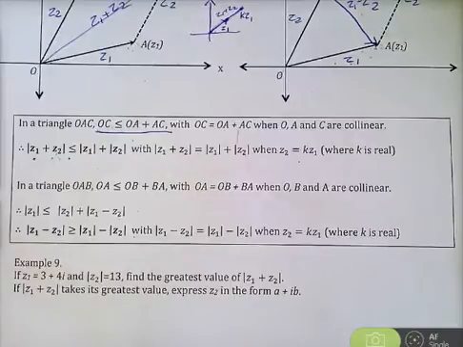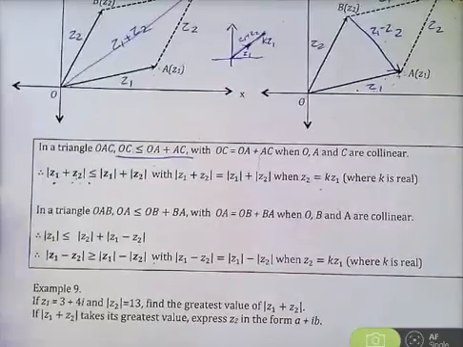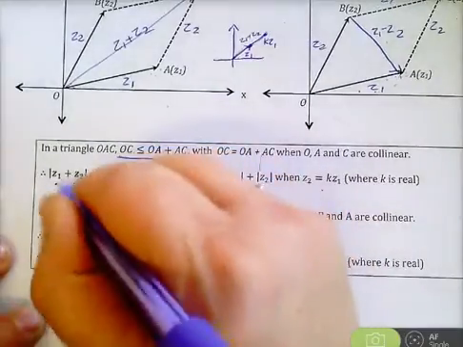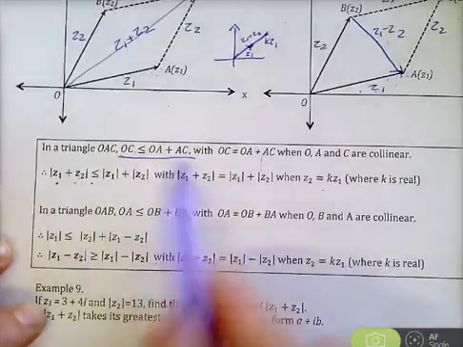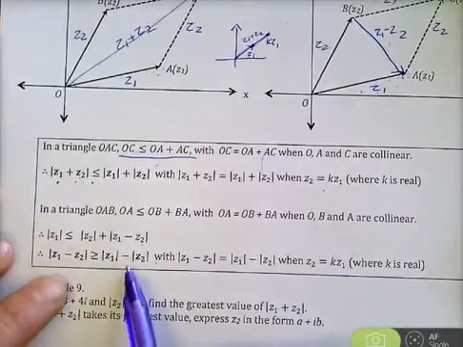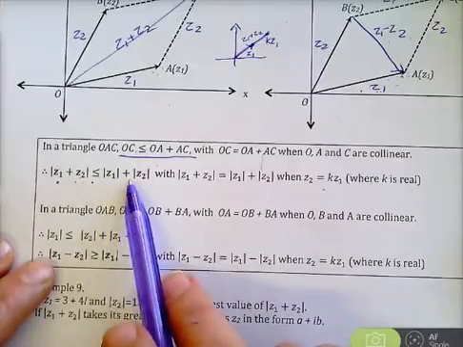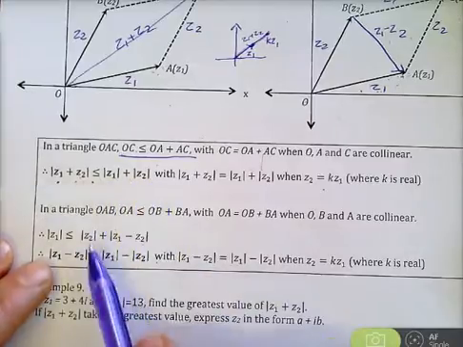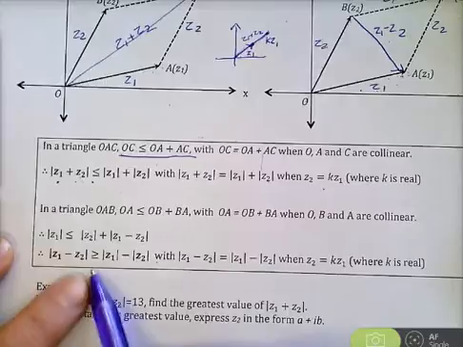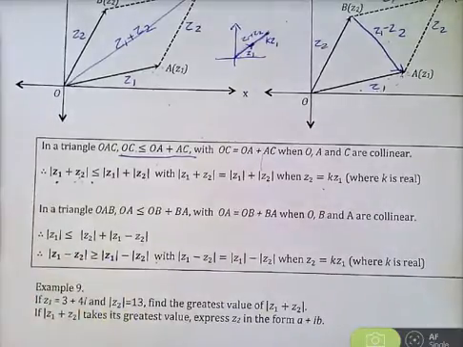Yes. But then, isn't the other side meant to be? Notice there are two triangle inequalities, one for the addition of sides, one for the subtraction of sides. So modulus of Z1 plus Z2 is less than or equal to modulus of Z1 plus modulus of Z2. Modulus of Z1 minus Z2 is greater than or equal to the modulus of Z1 minus modulus of Z2. All right?